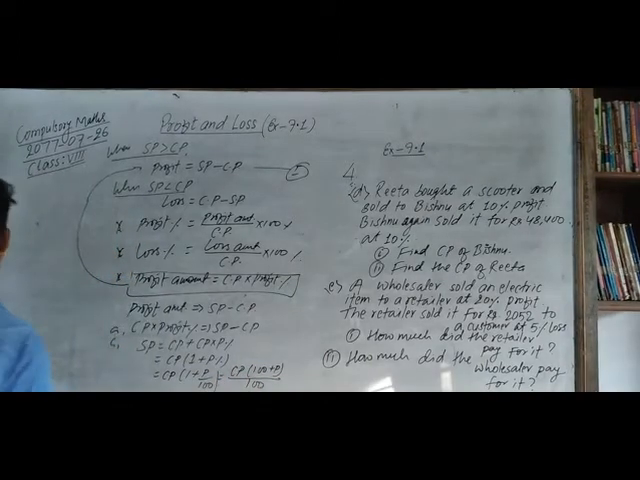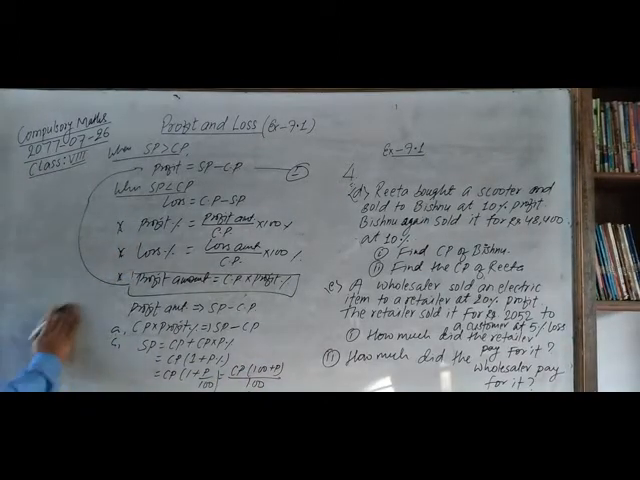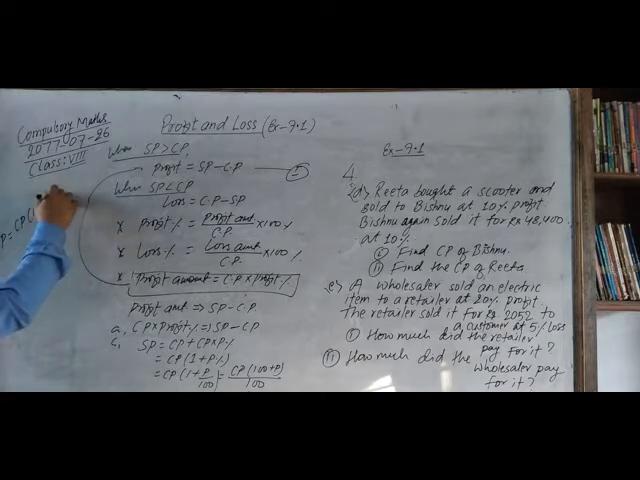So from here we can find cost price into 100 plus profit by 100. This is our formula. From this formula we have got the selling price, that is cost price into 100 plus profit by 100. This is the formula to find the selling price when the profit is given in percentage. Yes, it is a very applicable formula.